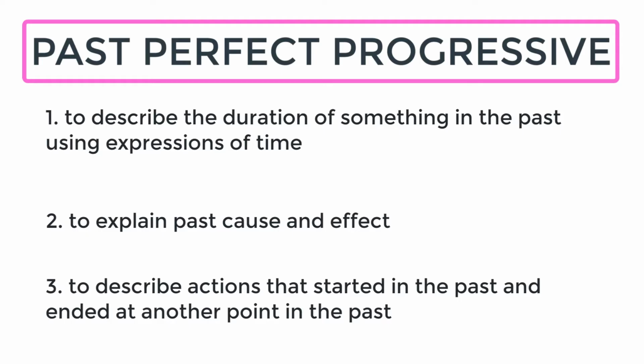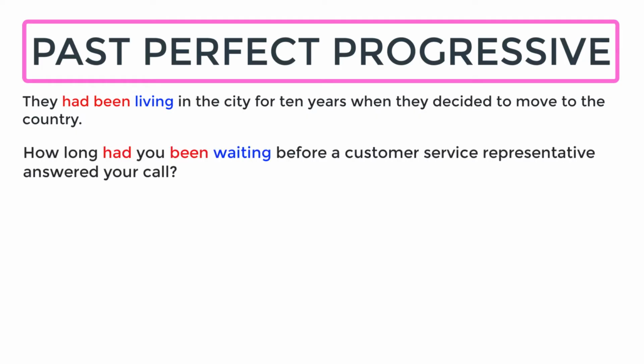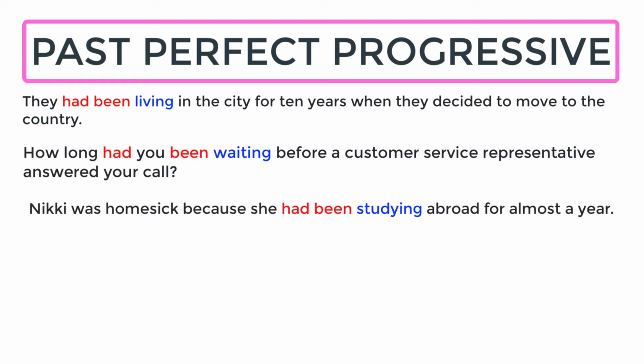Let's look at some example sentences and note that there will be overlap depending on the context of the sentence. They had been living in the city for 10 years when they decided to move to the country. How long had you been waiting before a customer service representative answered your call? Nikki was homesick because she had been studying abroad for almost a year.